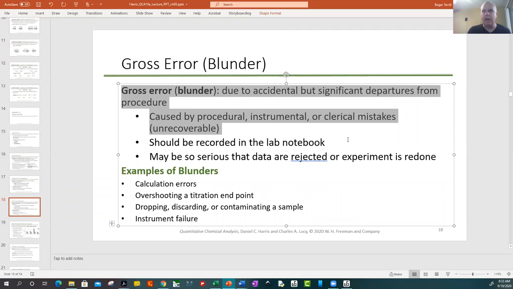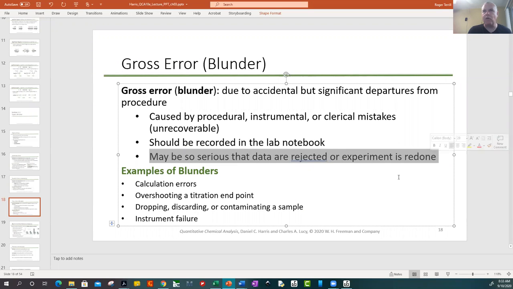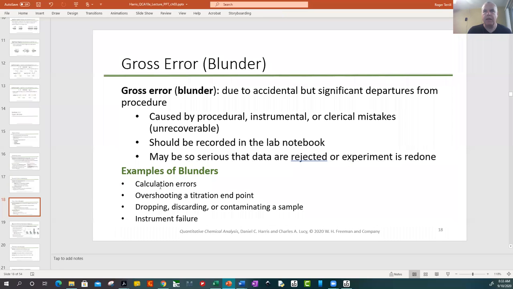Okay. And then the last one is gross error, and that's basically just screwing things up. It's very common. It's very okay. That's why we're students. So don't worry about gross errors in the lab anyway. They're going to happen. So you just record them in your lab notebook. And then you can consult or whatever to see whether you have to redo an experiment or not, right? You can make a calculation error. You can overshoot an endpoint in a titration. You can drop your sample, your instrument can shut down, whatever. These are gross errors. You can't really cover for them necessarily.